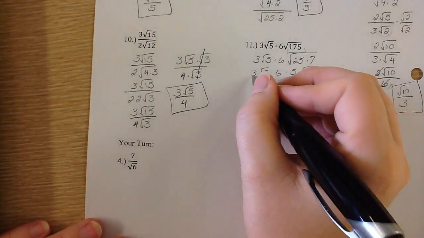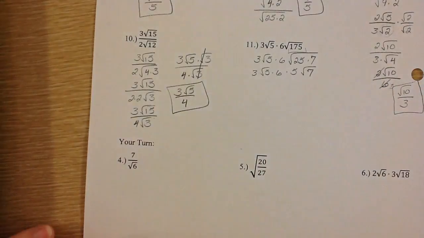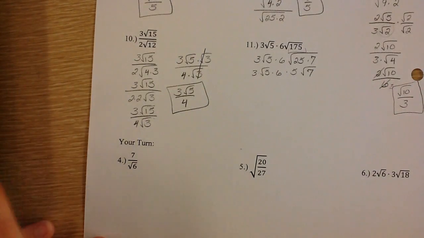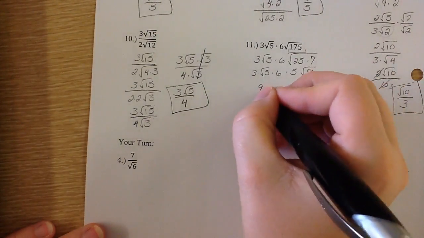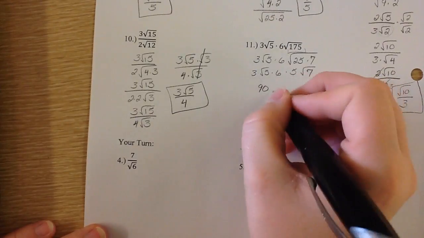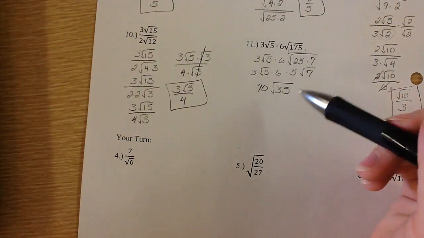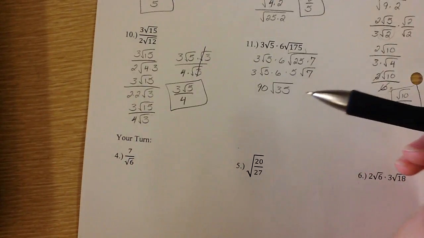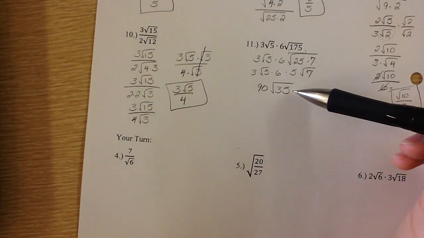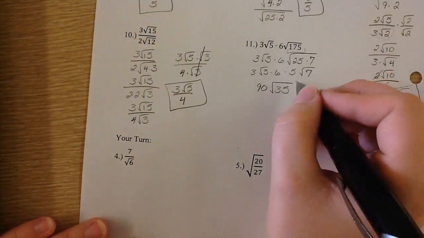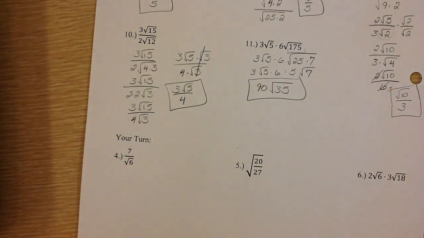So let's see, my number parts is 3 and 6 and 5. So I multiply those, 3 and 6 and 5, we get 90. Now my square roots are 5 and 7, multiply those, we get 35. So I have 90 the square root of 35. Let's see, do they have any perfect squares in 35? 35 is 1 and 35, 5 and 7. None of those are perfect squares, so I think we're done.